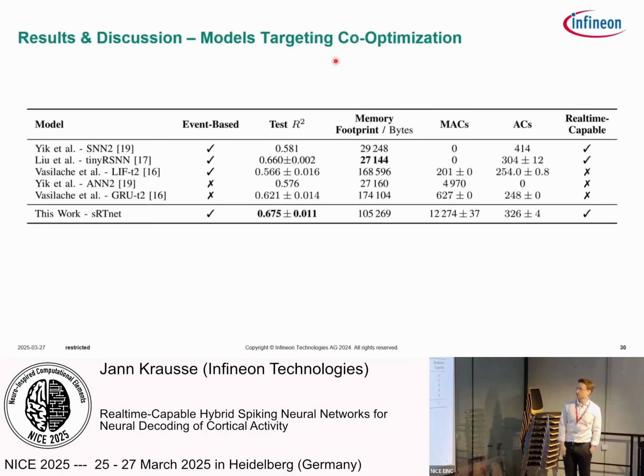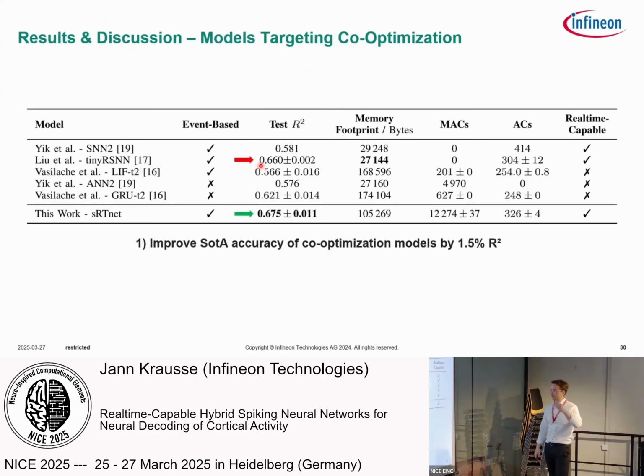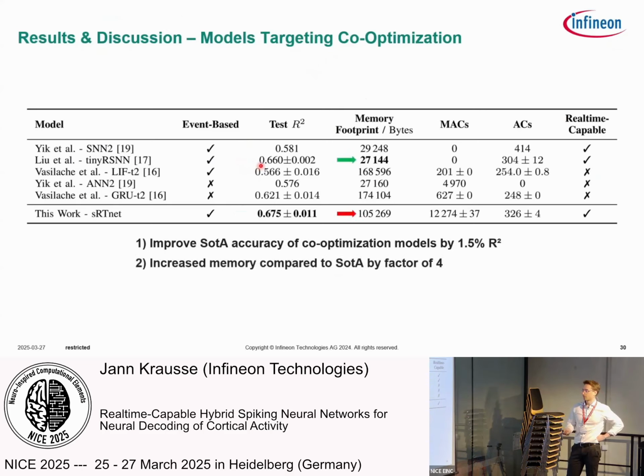For the co-optimization models, if you look at this third line right here, we again improved by roughly 11% compared to the previous models, which is very nice. We improved the state-of-the-art accuracy by 1.5%. However, when it comes to memory, we are still larger by a factor of 4. And this is definitely due to the large kernel sizes of our models.